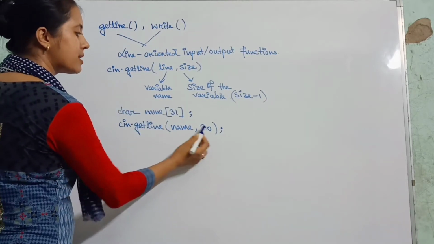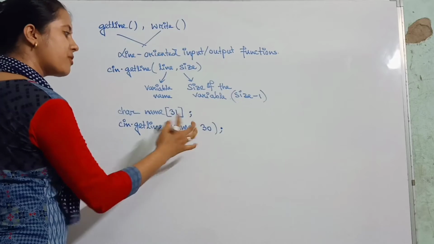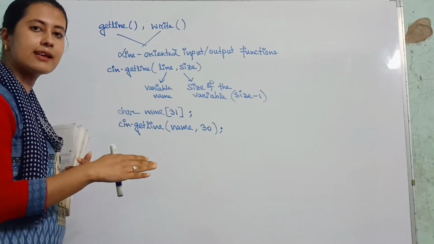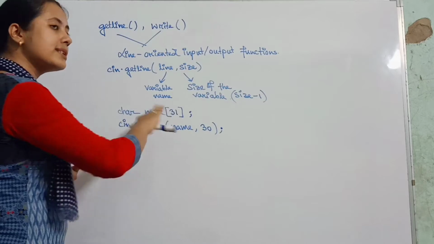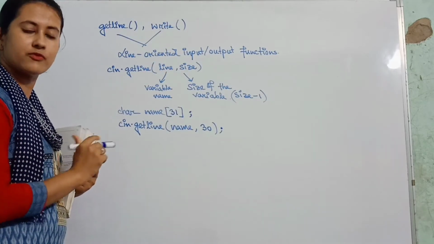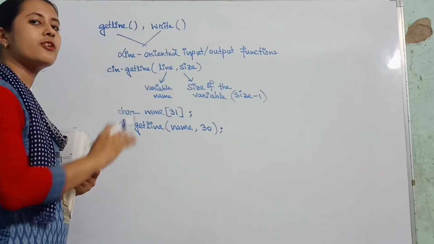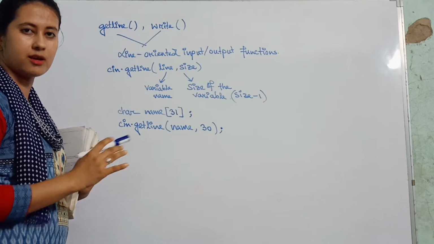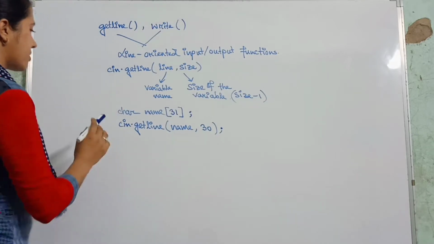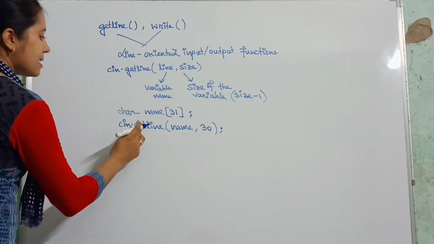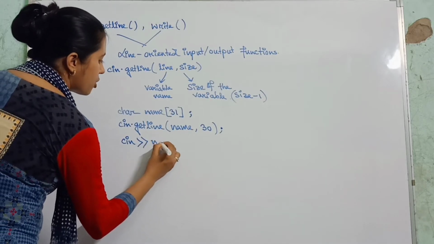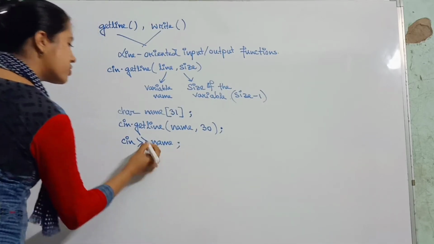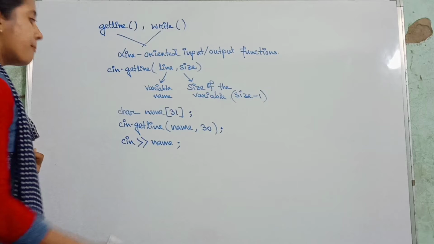cin getline name comma 30. This name suggests the name of the variable and 30 suggests the size. And that size will be size minus 1 because 1 is omitted for that null character which is not counted. This is only for the convenience of the compiler, that null character, terminating character. Okay. So you see, in place of getline we could have written like this. See, in name also, only simply name also we could have written.